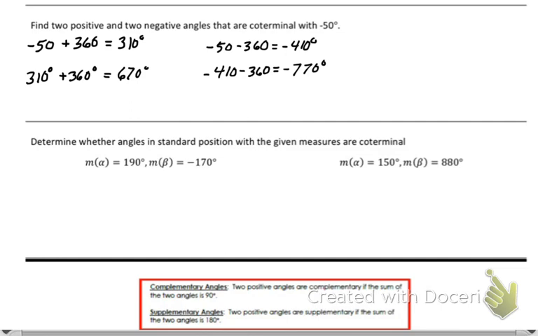Let's say I give you some huge number, like 12,836,000, and you don't want to subtract 360 over and over again. The way we could check to see if this works is that negative 170 must equal our initial angle plus some multiple of 360 degrees.